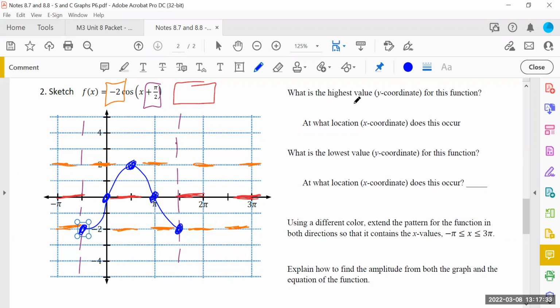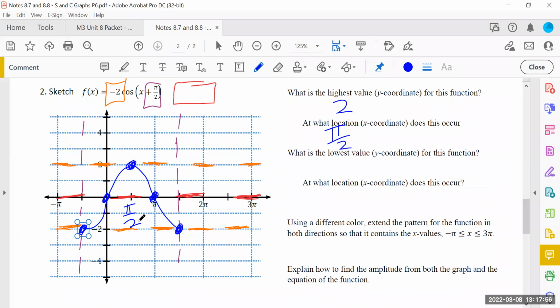That makes sense? So it is 2. And then where does that happen? At pi/2 again, just happens to be the same as the last one, right? If you want, at the very beginning when you're graphing these, you can just label this pi over 2 every time. Pi over 2 is halfway between 0 and pi.